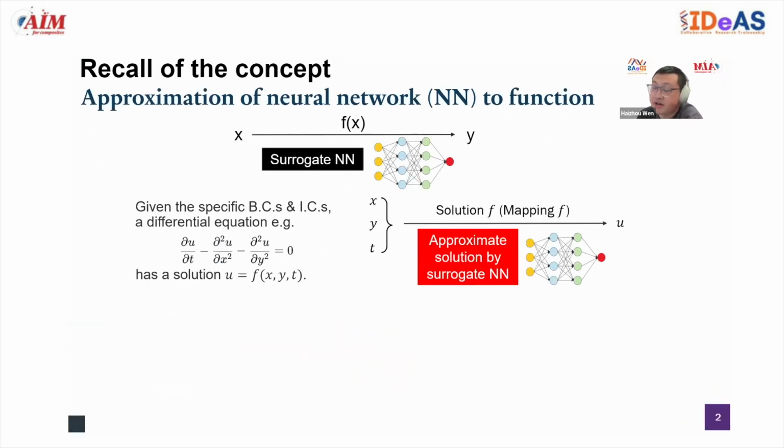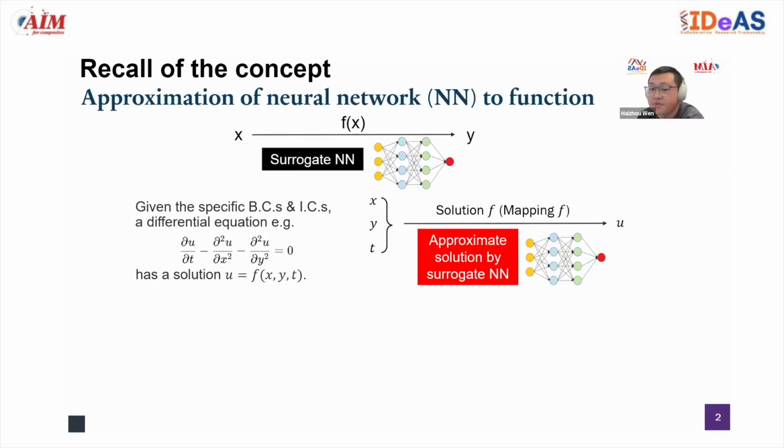We have emphasized many times that an NN is nothing but a universal approximator. In the scenario of a simple math function, a surrogate NN can be used to approximate the function f of x, which maps input x to the output y. In solving a differential equation, what we want is the exact solution of the equation. This solution could be mathematically considered as a function, which maps independent variables in the equation like x, y, and t into dependent variables like u here.